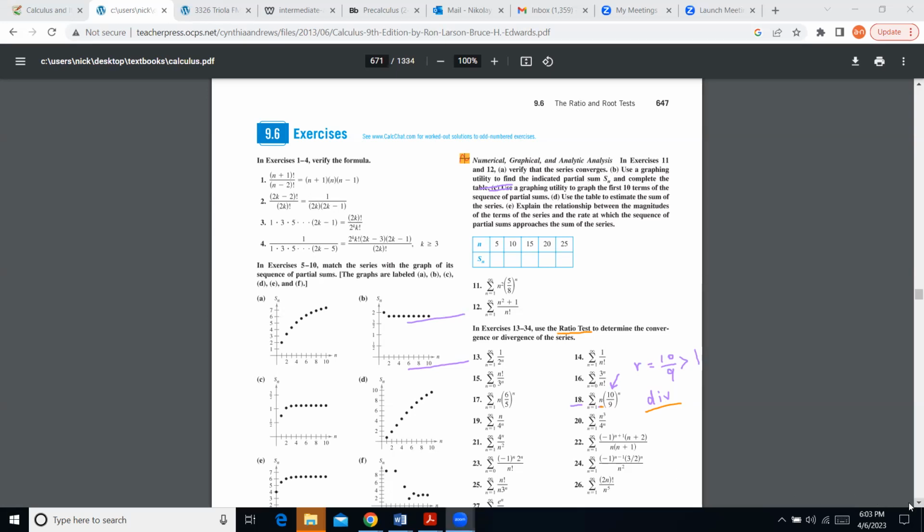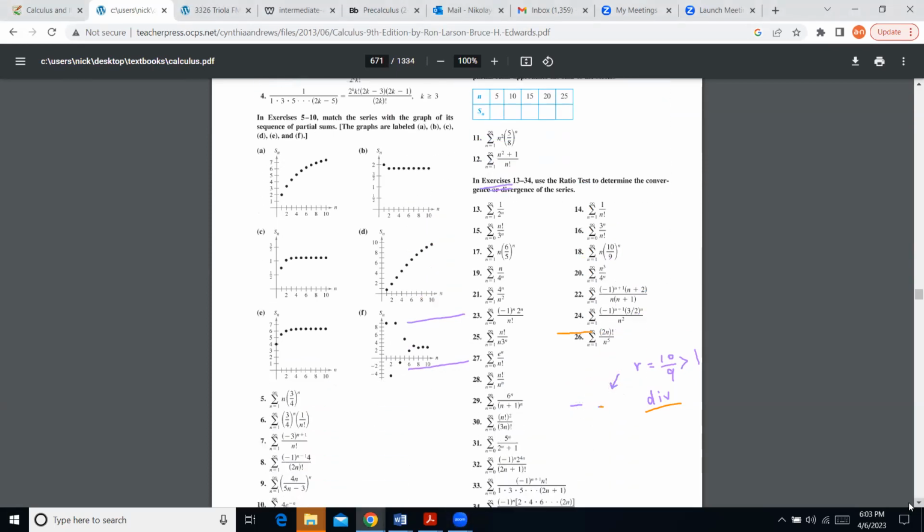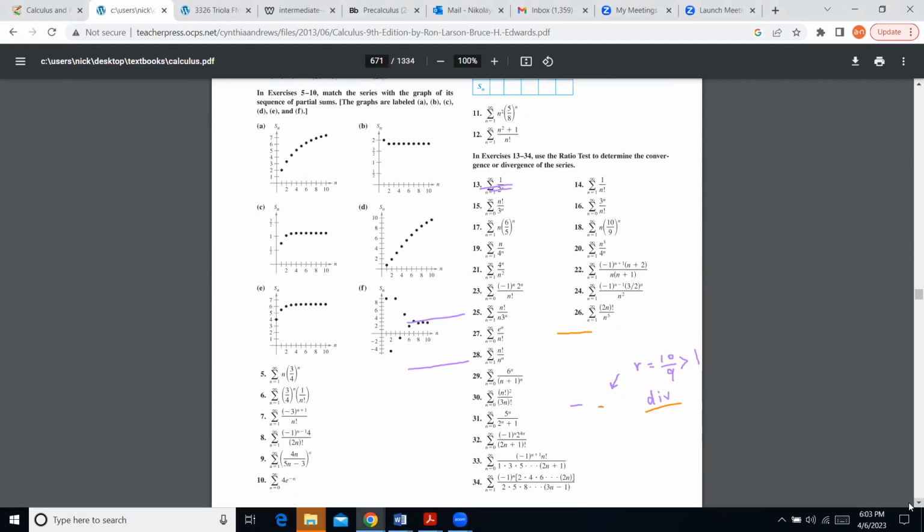And that's the message. These tests could be used pretty much in any section of this textbook from now on, and that's why it's good to realize it.